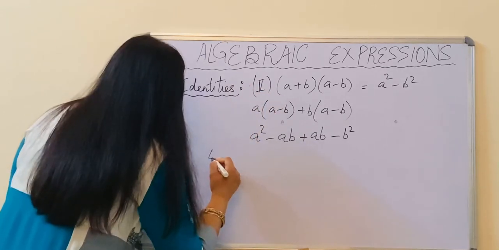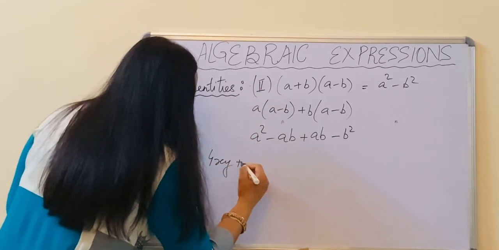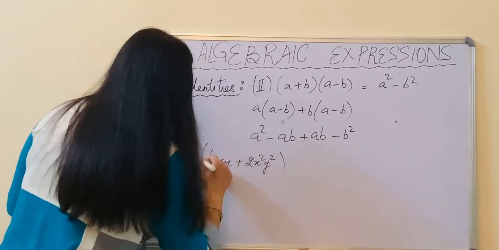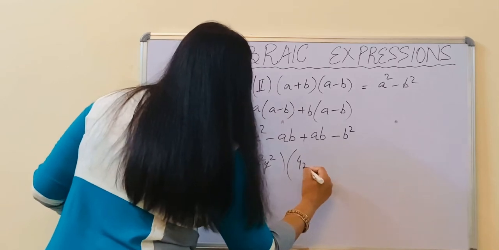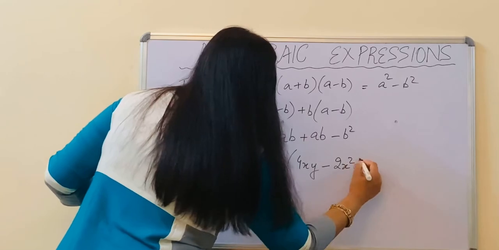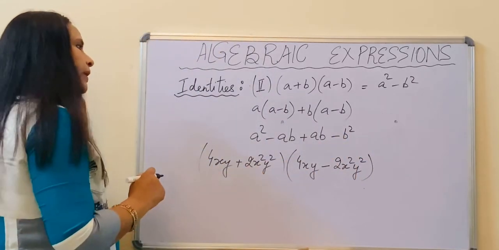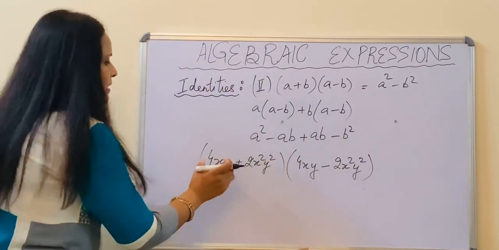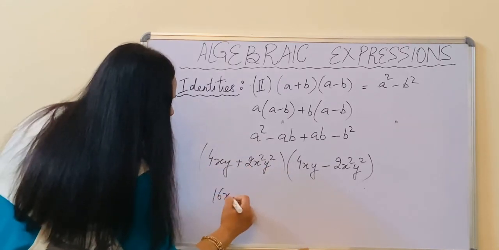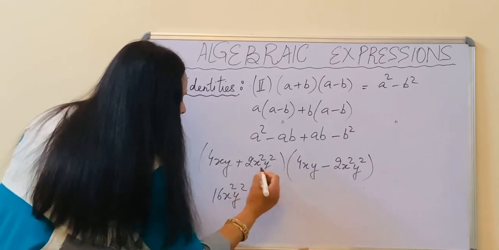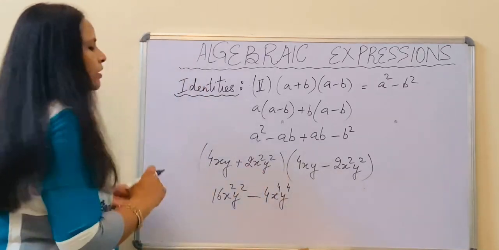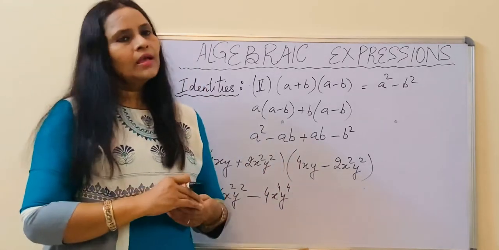For example, we are having 4xy plus 2x square y square, and the next one will be 4xy minus 2x square y square. In one go we can calculate this by simply using the identity a square minus b square, which means 16x square y square minus 4x raised to the power 4 y raised to the power 4. In one go we can have the answer.